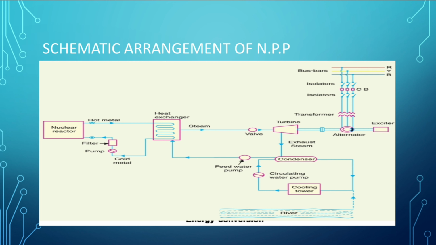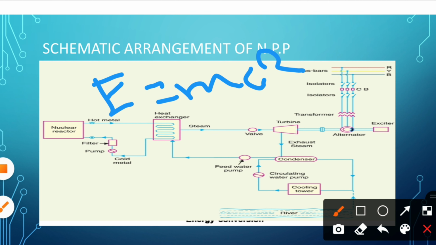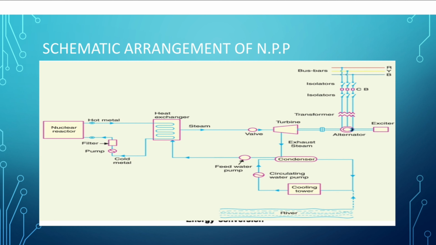The heat energy is obtained as steam at high temperature and pressure, according to the famous formula E equals mc square. The obtained steam energy is used to run the steam turbine, which in turn converts the steam energy into mechanical energy. As usual, the alternator is coupled to the turbine. The alternator will convert mechanical energy into electrical energy. With the help of a nuclear power plant, a huge amount of electrical energy can be produced from a comparatively smaller amount of nuclear energy.